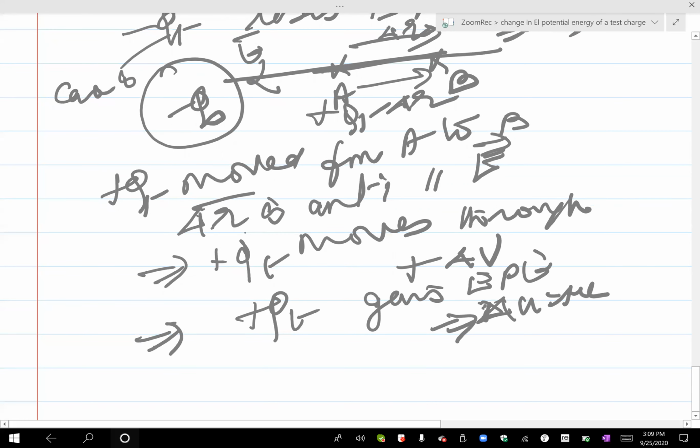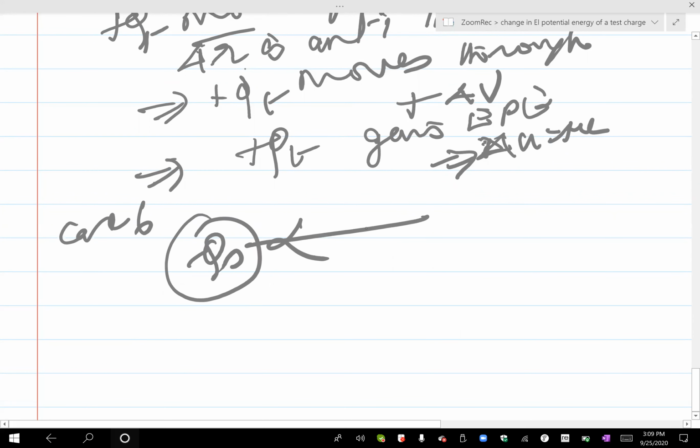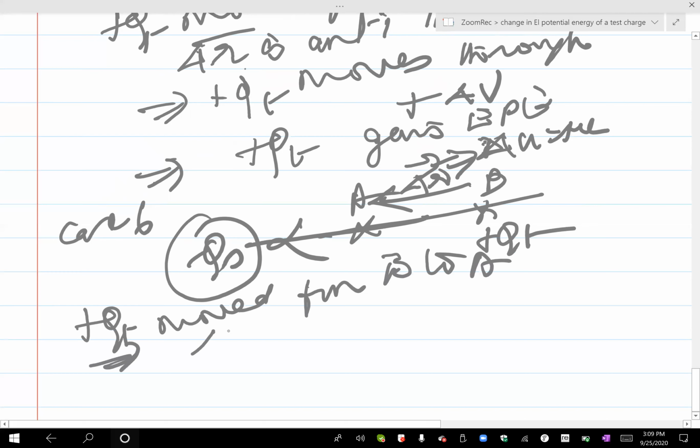This is case 5. Then case 6. Case 6 will be the same way minus QS only. Electric field is radially inward, but I am bringing it from B to A, the same minus delta R. This will be the delta R. And this is parallel to E now. And the plus QT only is brought here. So plus QT moved from B to A implies delta R is parallel to E.